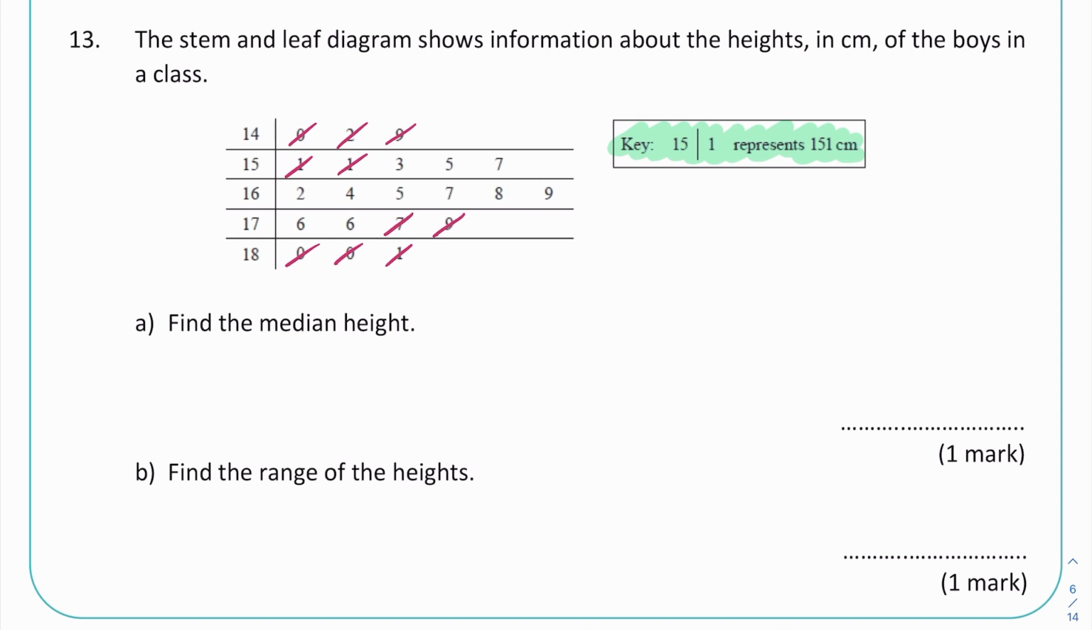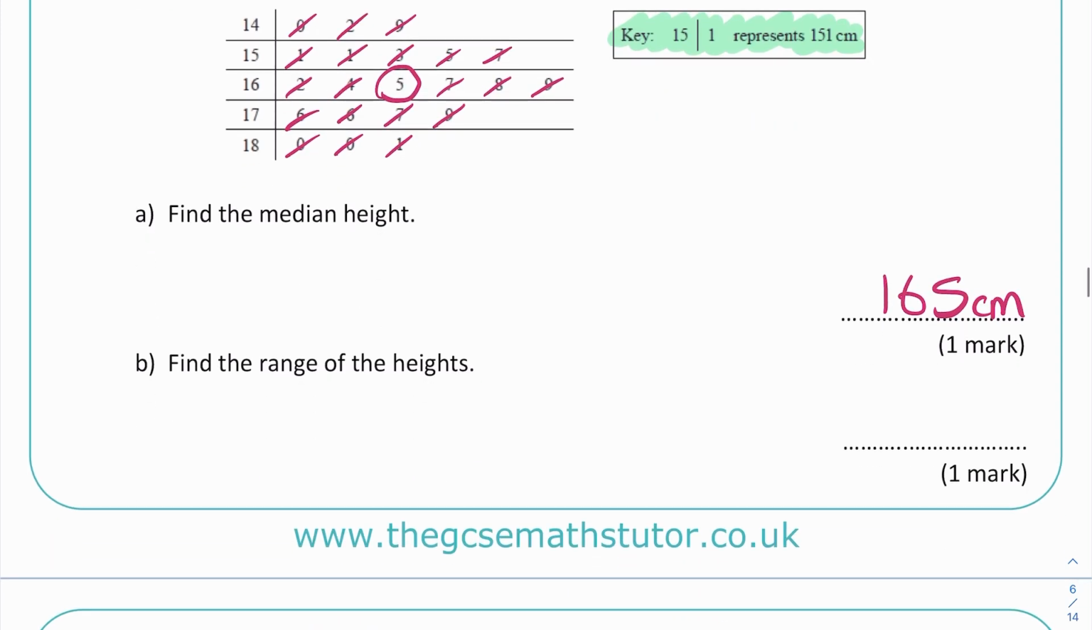Let's do another 3 from the start. So 1, 2, 3, 1, 2, 3, and I'm just going to do one at a time. So 1 and 1, 1 and 1, and then we're left with the middle just there. So that middle number, that 5, not forgetting the key, 16 is at the start of that row, so it's 16 line 5, which is 165 centimetres. And there we go, there's our final answer for the median.